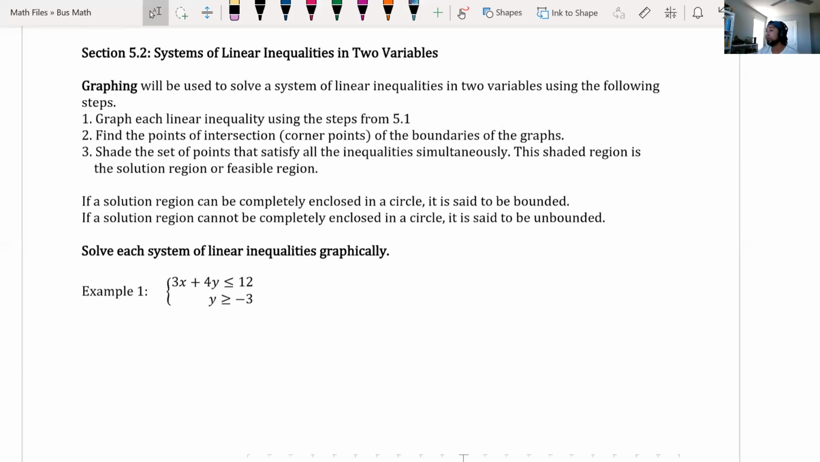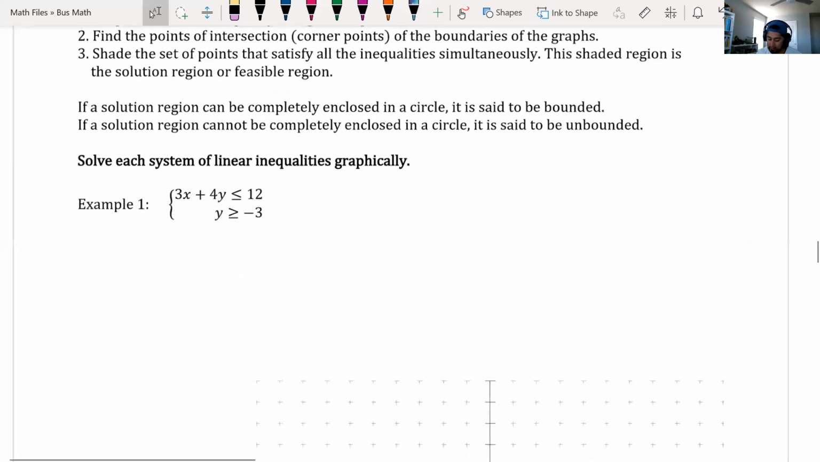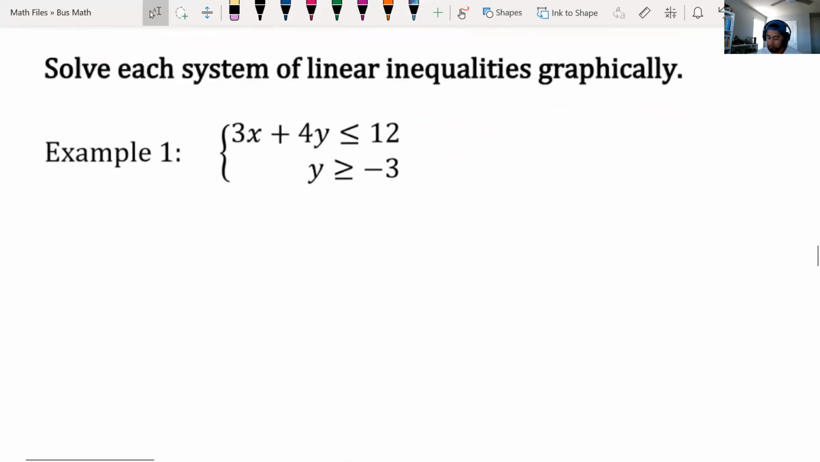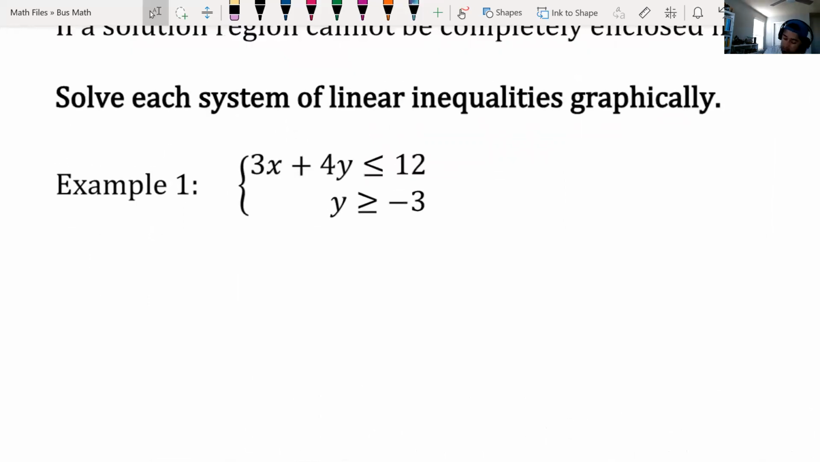Okay. So again, now we have more than one equation. We're going to find where these equations intersect. We're going to shade, and we're going to see if we have a solution region, a bounded solution region, or an unbounded solution region. Okay, so let's get started using the same methods as before.